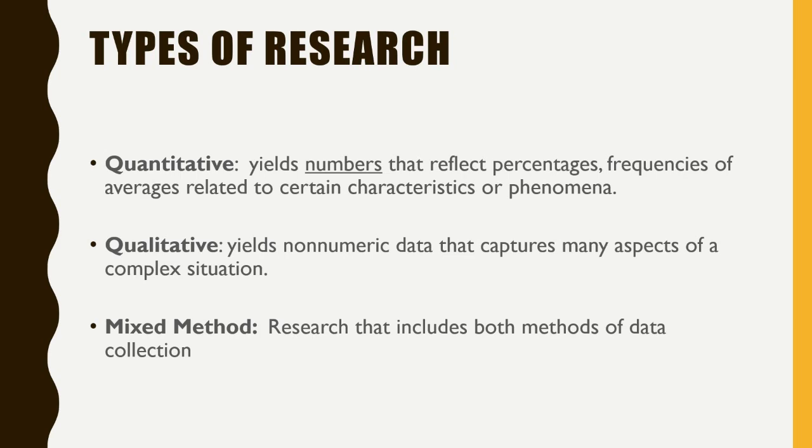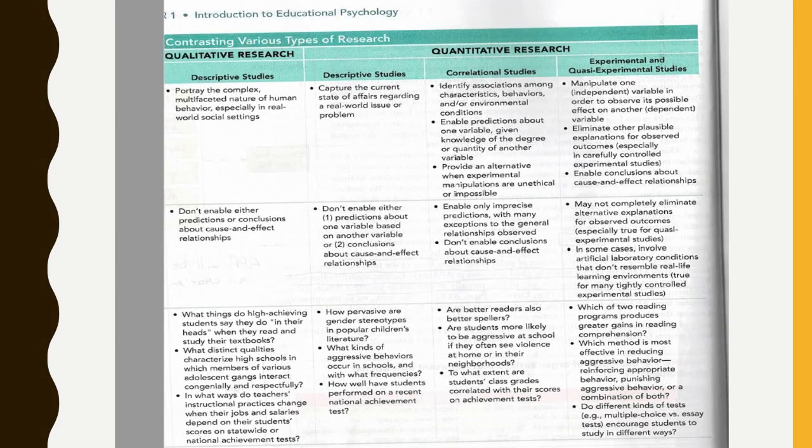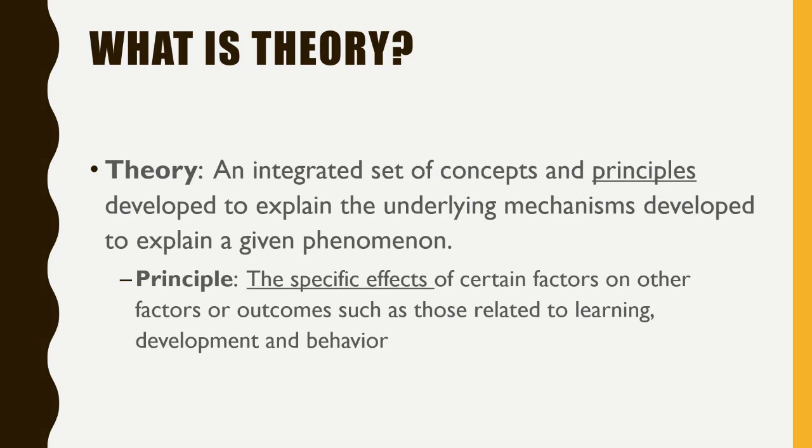There's a table on page 8 of your book which covers these various types of studies and what they can produce in greater detail. I highly recommend you take a look at that. So what is the point of all this? The point of all this is to understand the importance of a theory, what a theory is and what it does for you. Theory, for our purposes, is an integrated set of concepts and principles that underlines the mechanisms of a phenomenon. In other words, theories are useful for explaining why things are happening.